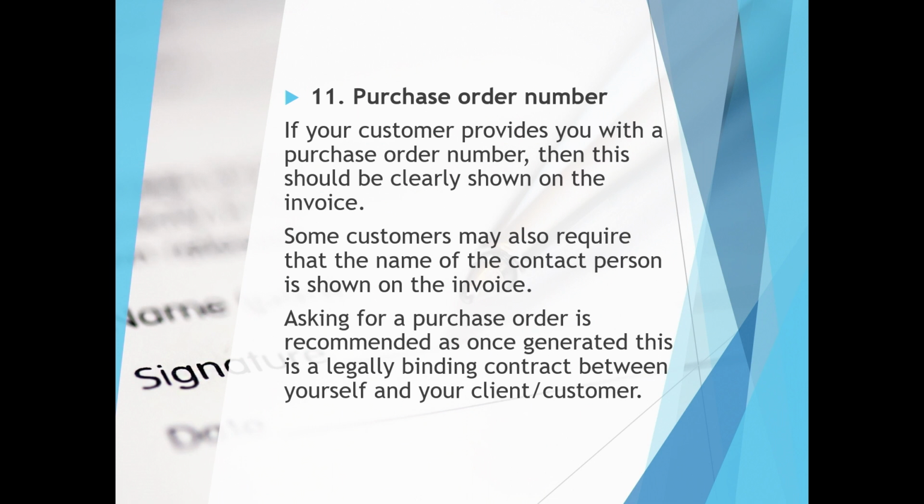The next thing, and it's really, really important if you can get one, is the purchase order number. If your customer provides you with a purchase order number, then this should be clearly shown on the invoice. Some customers may also require that the name of the contact person is shown on the invoice too. Asking for a purchase order is recommended, as once generated, this then becomes a legally binding contract between yourself and your client or customer. So definitely, if at all possible, get a purchase order number, because you're then tying in the customer to a contract with you.